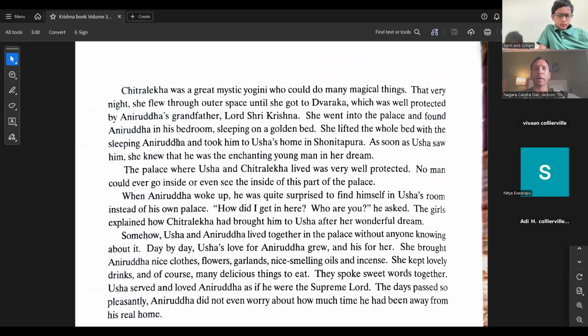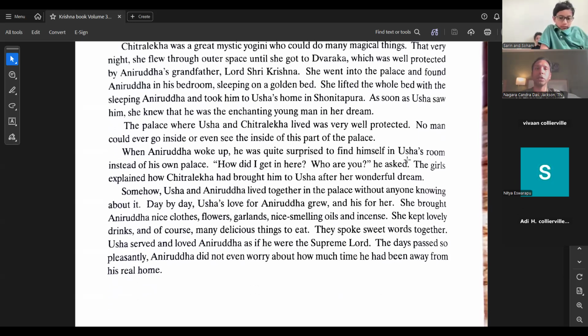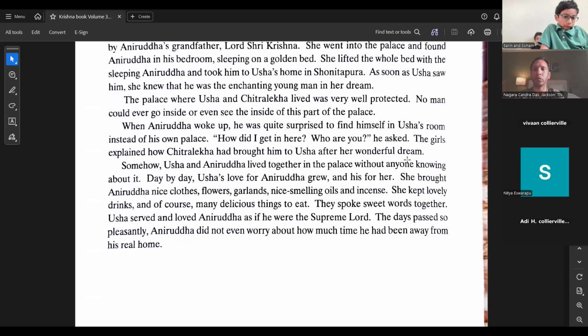which was well protected by Aniruddha's grandfather. So who's Aniruddha's grandfather? Father, Lord Krishna. She went into the palace and found Aniruddha in his bedroom, sleeping in a golden bed. She lifted the whole bed with sleeping Aniruddha and took him to Usha's home in Shonitapura. As soon as Usha saw him, she knew that he was the enchanting young man in her dream.